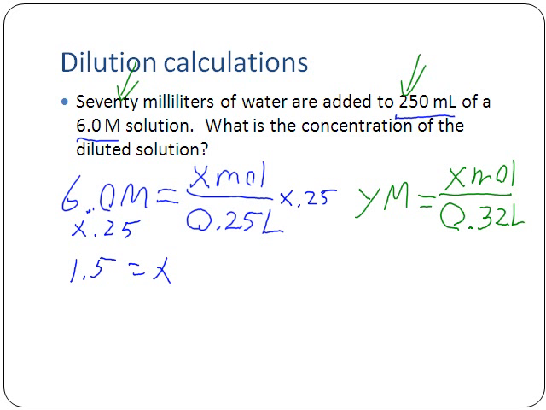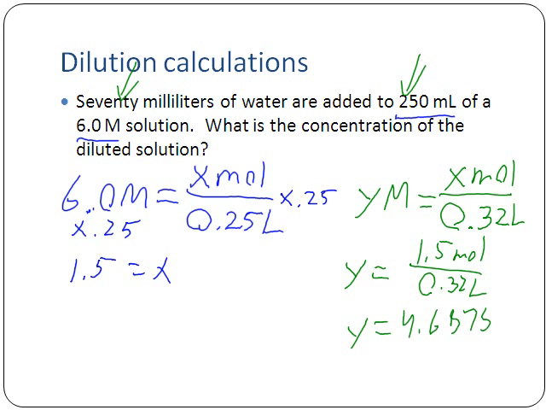We'll take that, plug that into the other side, and so we get that y is going to be equal to 1.5 moles over 0.32 liters. And so go ahead and once again get out our calculators, and we say 1.5 divided by 0.32, and so we get 4.6875. And so for the whole thing, 4.6875 molar solution, which would make sense because it originally was at 6 molar solution. We've added water, so it's diluted it a little bit. So now it's down to 4.6875.